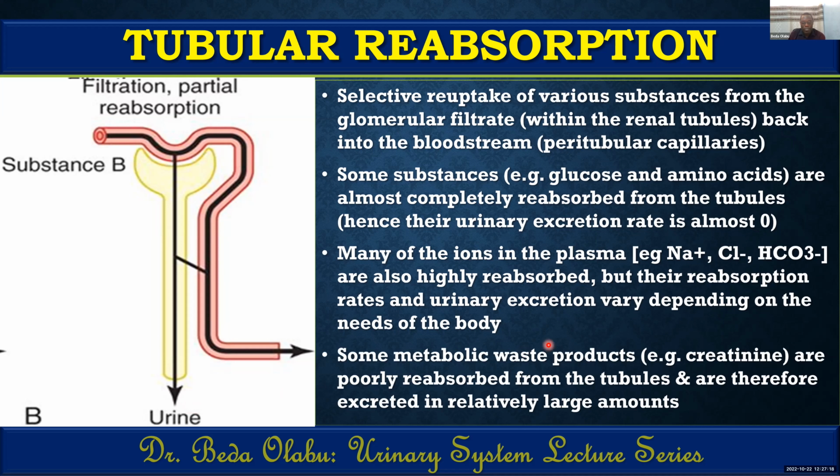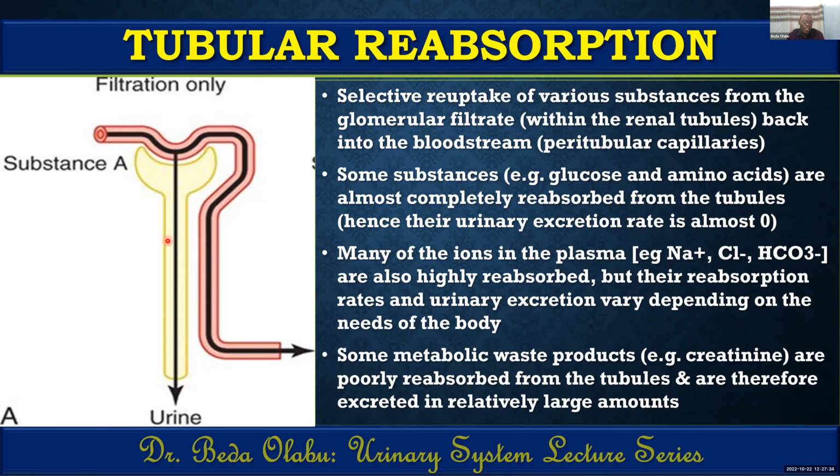Then we have some substances, and metabolic waste may fall in this category, that are poorly reabsorbed by the renal tubules. And so such substances are excreted in large amounts. For example, if you have a substance that is filtered through the glomerulus but is not reabsorbed, that means that the amount that is filtered is almost the same as the amount in urine. Such a substance is therefore very ideal for estimating the rate of glomerular filtration, because what comes out through urine is similar to what was filtered. Right.